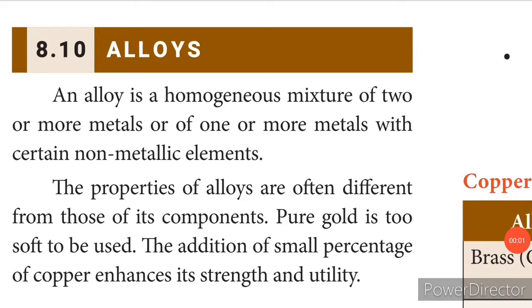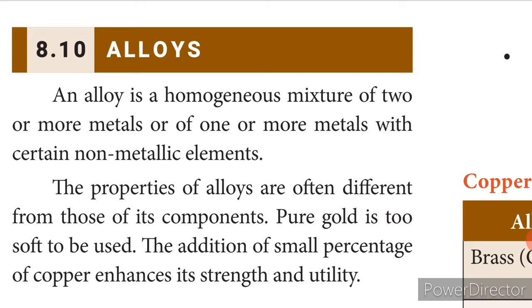Next we'll move to what are alloys, children. An alloy is a homogeneous mixture of two or more metals. Two or more metals combine to form an alloy. Homogeneous mixture in the sense that the composition is uniform throughout the alloy.